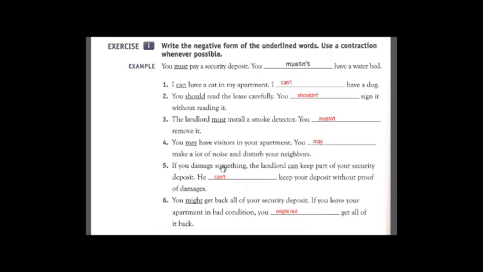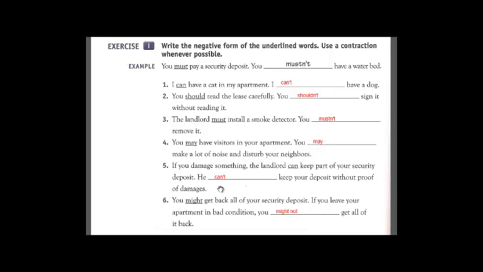If you damage something, the landlord can keep part of your security deposit. He can't keep your deposit without proof of damages. Let me just make an observation here, something very interesting: your landlord cannot keep your deposit without proof of damage. Also, when you first rent your apartment, most landlords will give you a form where you inspect the apartment and note anything that is wrong with it.